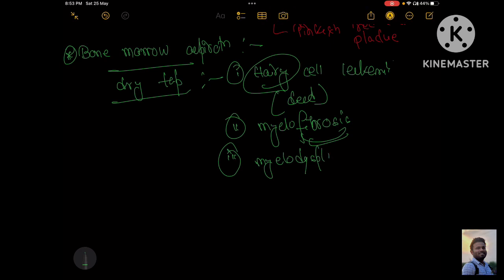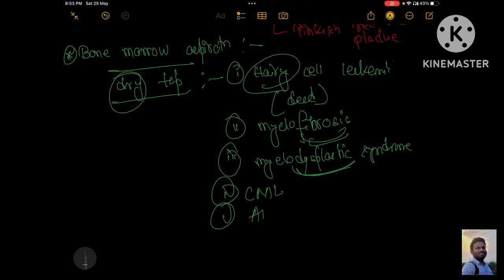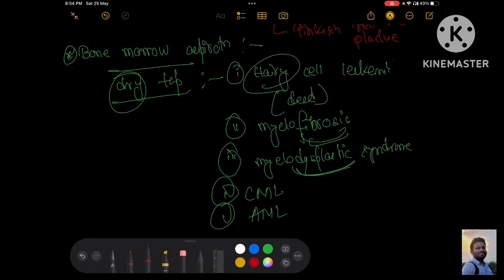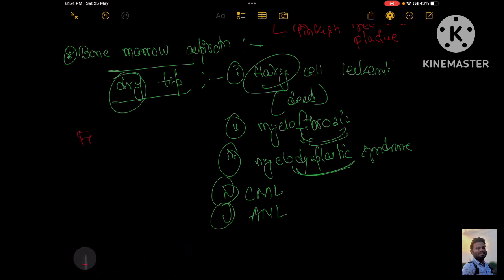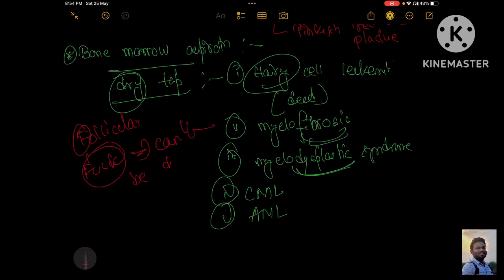Myelodysplastic syndrome. Dysplastic always dry. Next, CML and AML. But in follicular lymphoma, it is never a dry tap, because follicular cannot be dry. That's all.